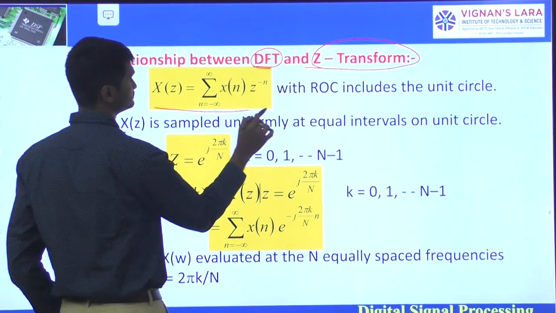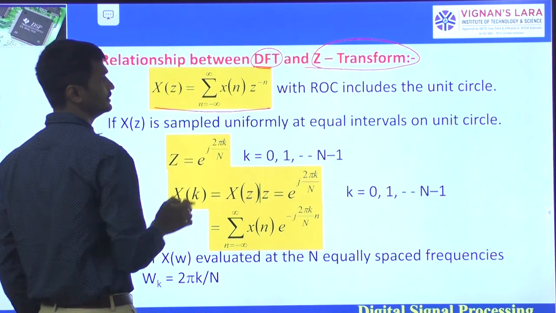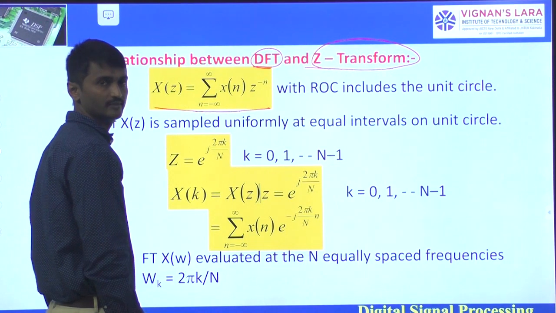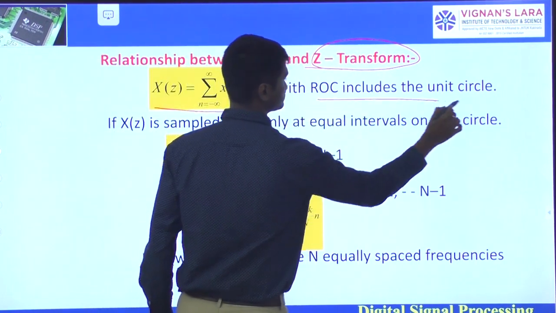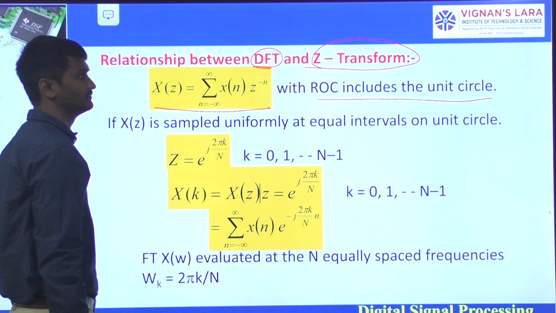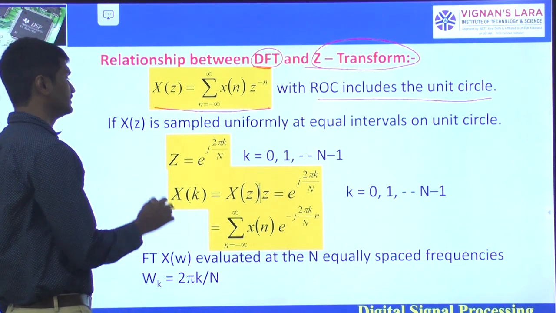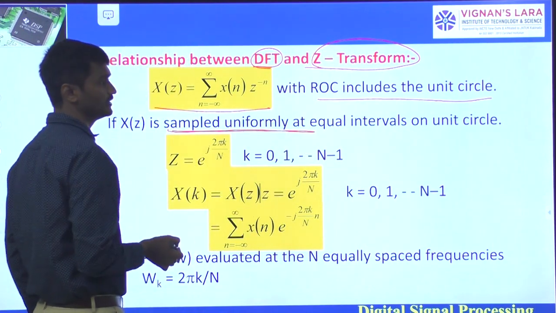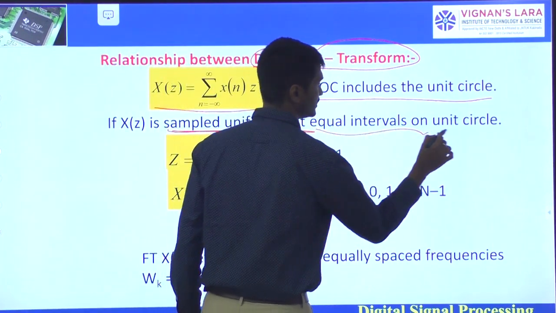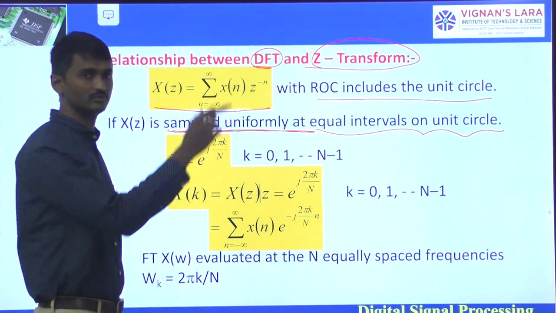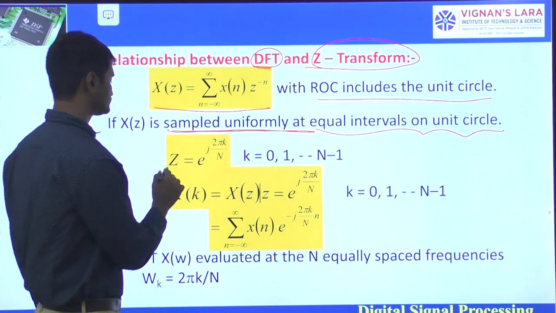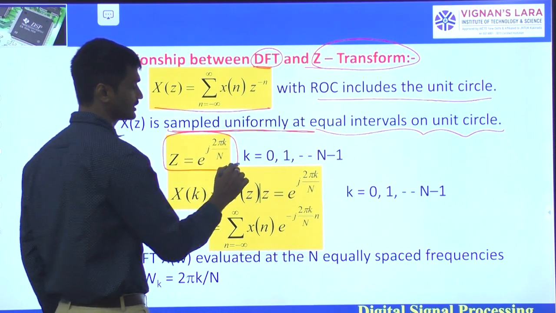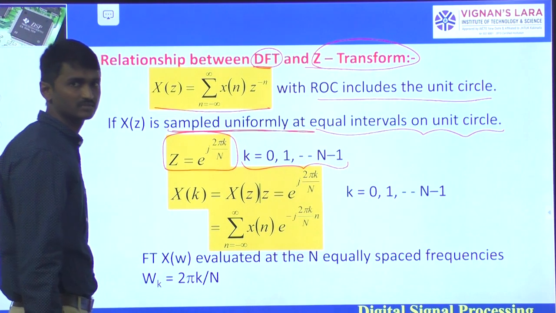So X of z is equal to sigma n equals minus infinity to infinity x of n z power minus n, that is the z transform of x of n, with ROC that includes the unit circle. So if X of z is sampled uniformly at equal intervals on the unit circle, now z equals e power j 2 pi k by N, where k is from 0 to N minus 1.